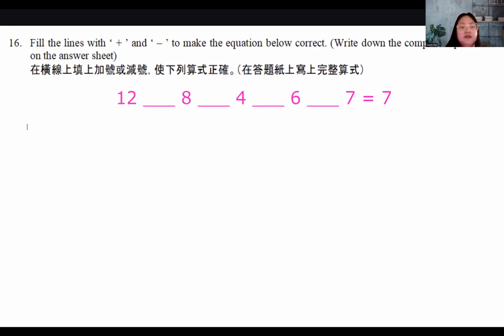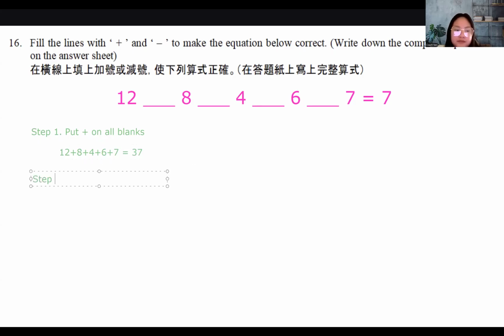Okay, let's solve together. Step one, what do we do? Step one, you need to put plus on all the blanks. So what does that give you? That gives you 12 plus 8 plus 4 plus 6 plus 7. How much is that? That is equal to 37.